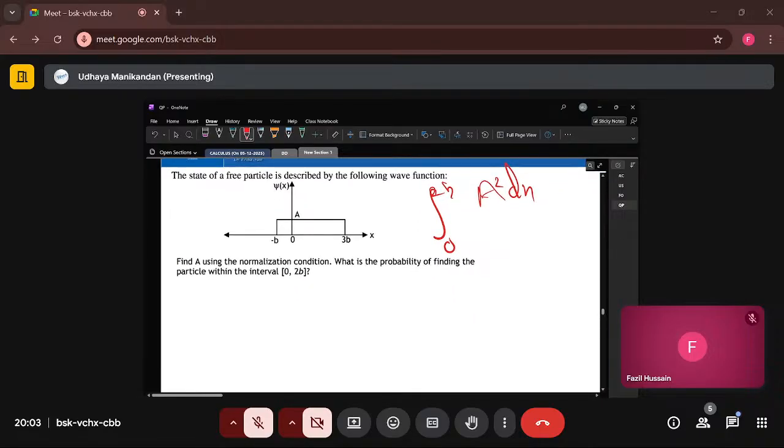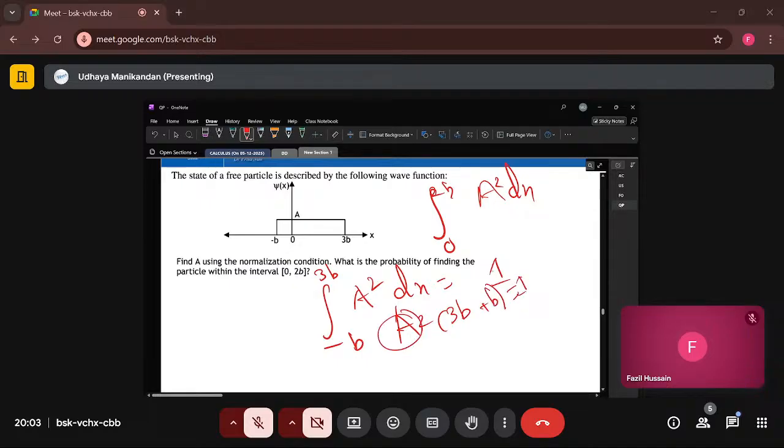So to derive that, I can just use my square integral property. What is that? From minus b to 3b, the particle has to exist. So A square dx would be nothing but what? 1. Right? So A square into 1 dx. So x from minus b to 3b, so 3b plus b, is equal to 1. So you will eventually get A, you will substitute here, you will integrate, you will find the answer. That's it. So that's the intuitive approach here.